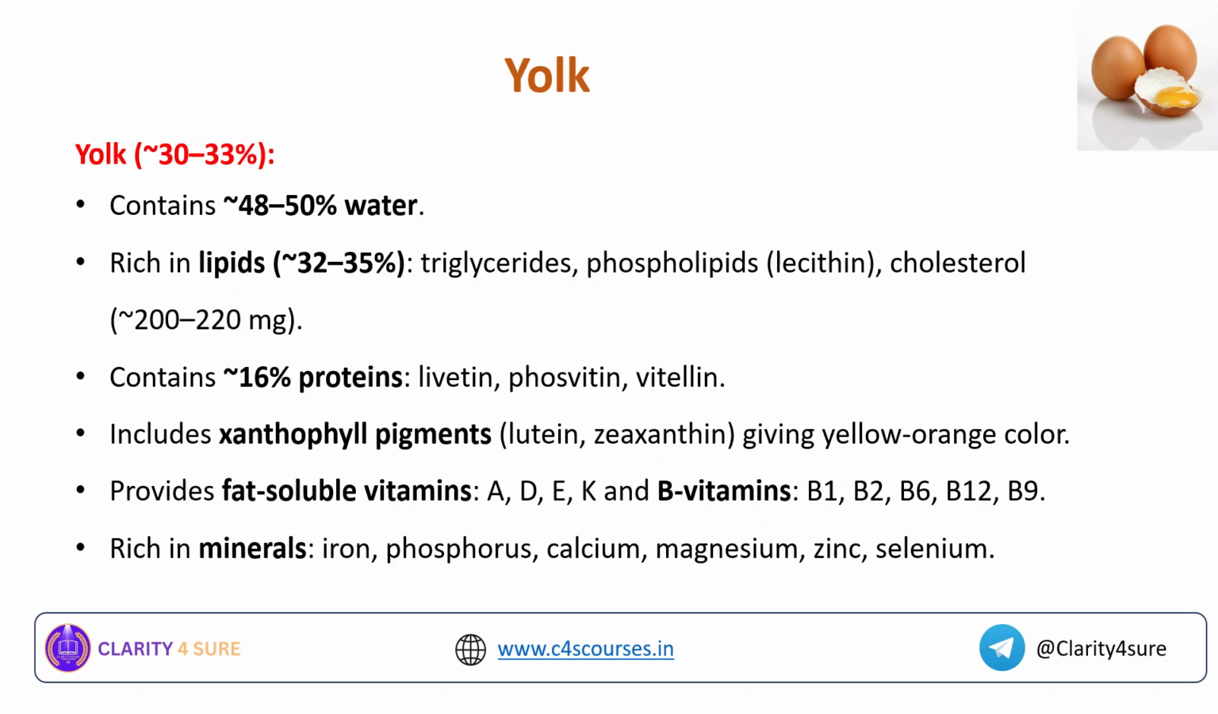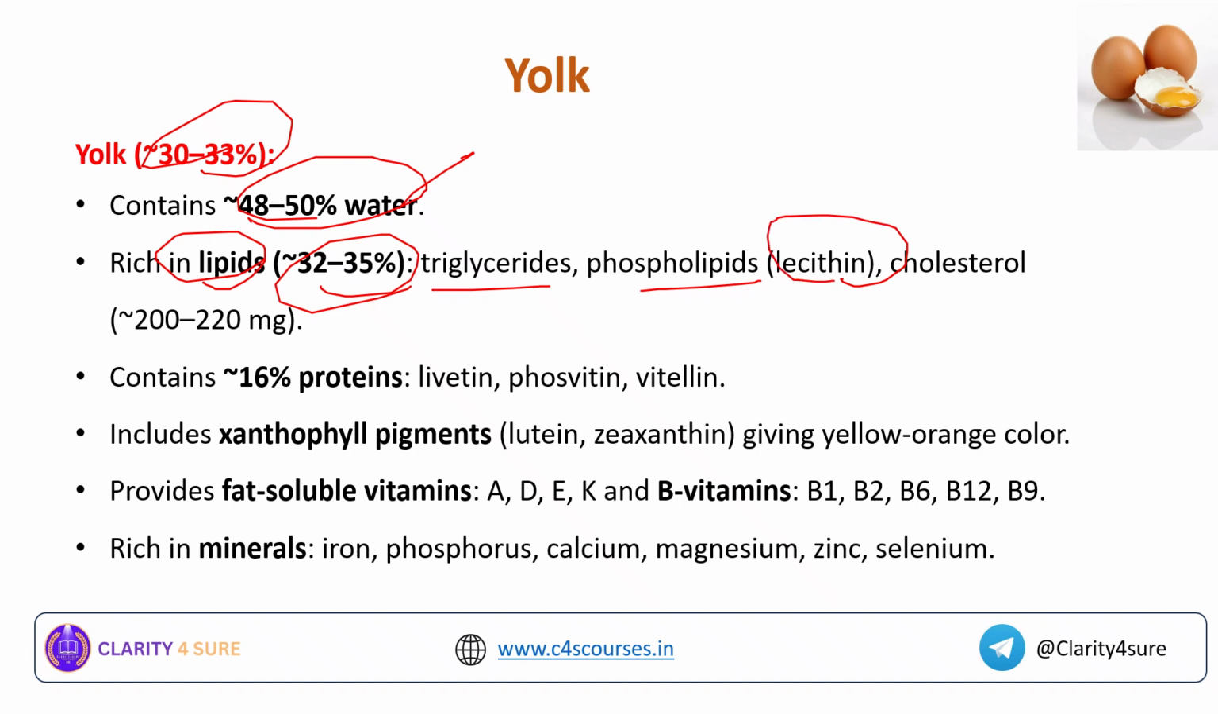Coming to the yolk, it is around 30 to 33% of an egg. It contains 48 to 50% water. See, yolk is rich in lipids, whereas albumin is rich in proteins. 30 to 35% triglycerides, phospholipids, lecithin to be specific, and cholesterol, which is around 200 to 220 milligrams. It contains 16% proteins also: lipovitellin, phosvitin and vitellin. Compared to the proteins, the egg yolk is rich in lipid.